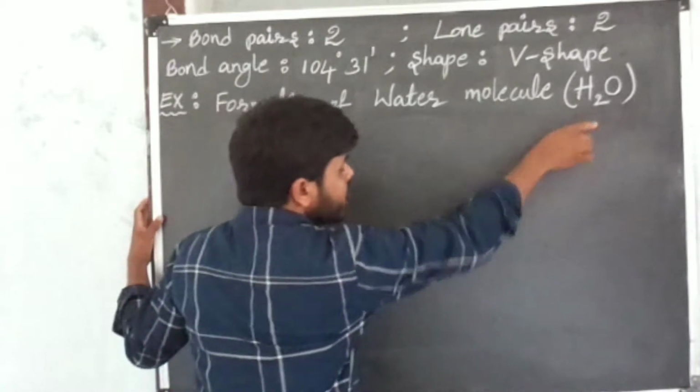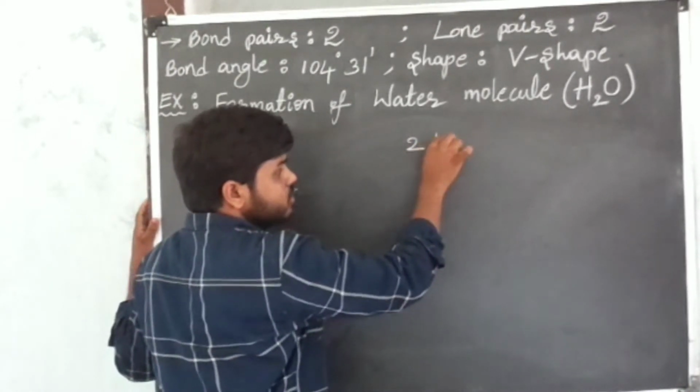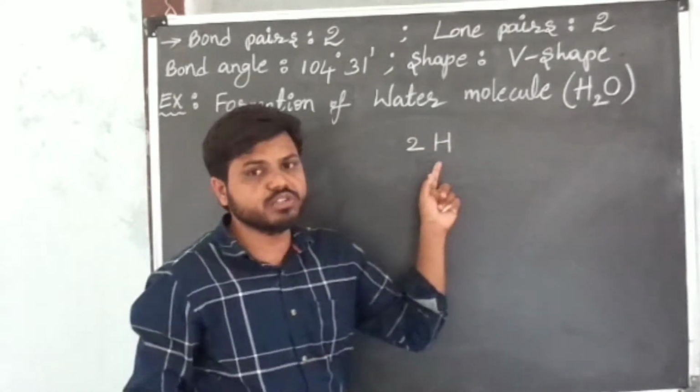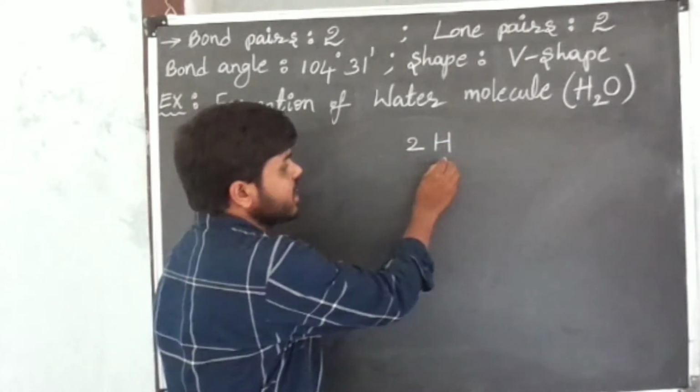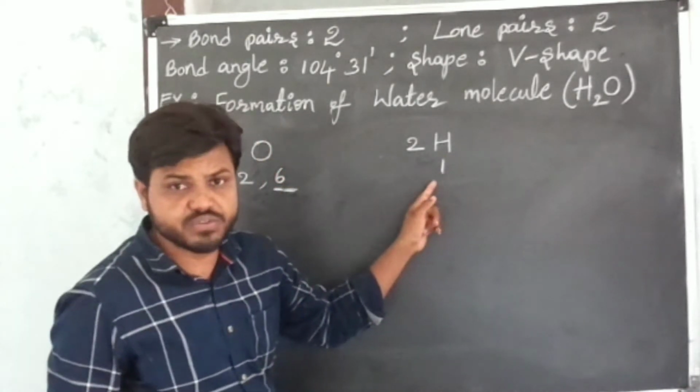In the molecule, 2 hydrogens there. I am taking the 2 hydrogens. The symbol of hydrogen is capital H. The electron configuration of hydrogen is 1.